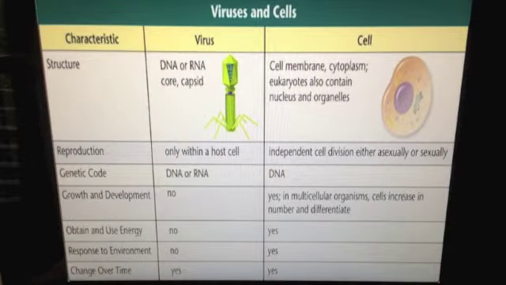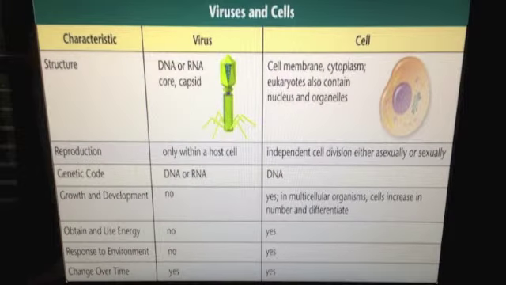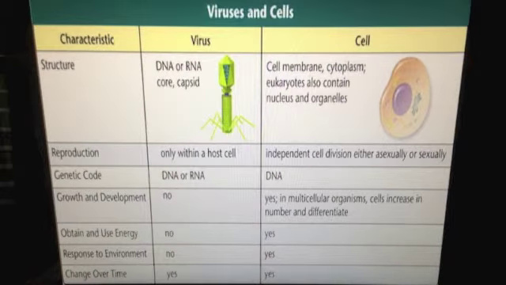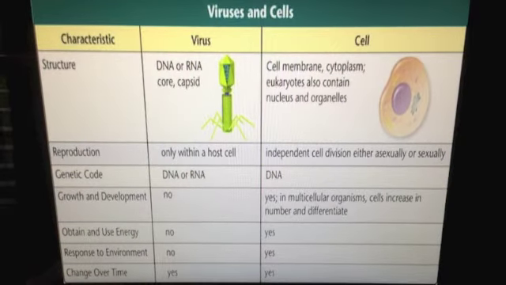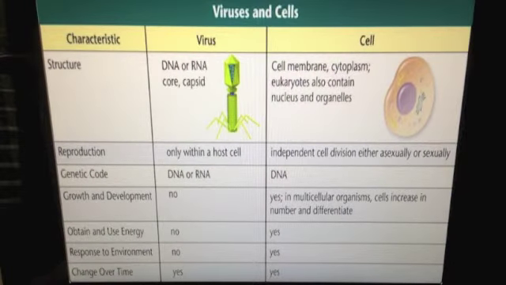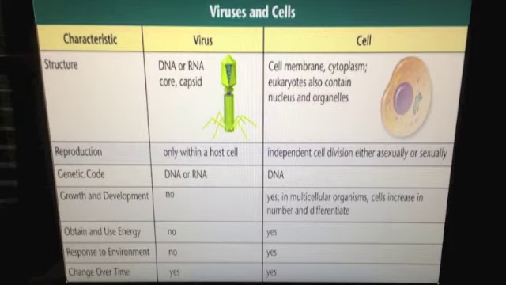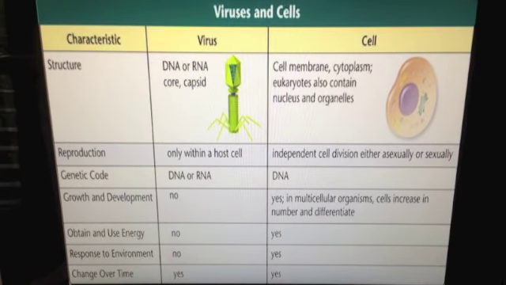Genetic code, virus has DNA or RNA. Cell has DNA. Growth and development, a virus does not have any growth or development. The cell has growth and development. In multicellular organisms, cells increase in number and differentiate. Viruses obtain no energy, while cells do. Response to the environment, this does not happen to viruses, whereas cells, they change and adapt. Change over time occurs in both.